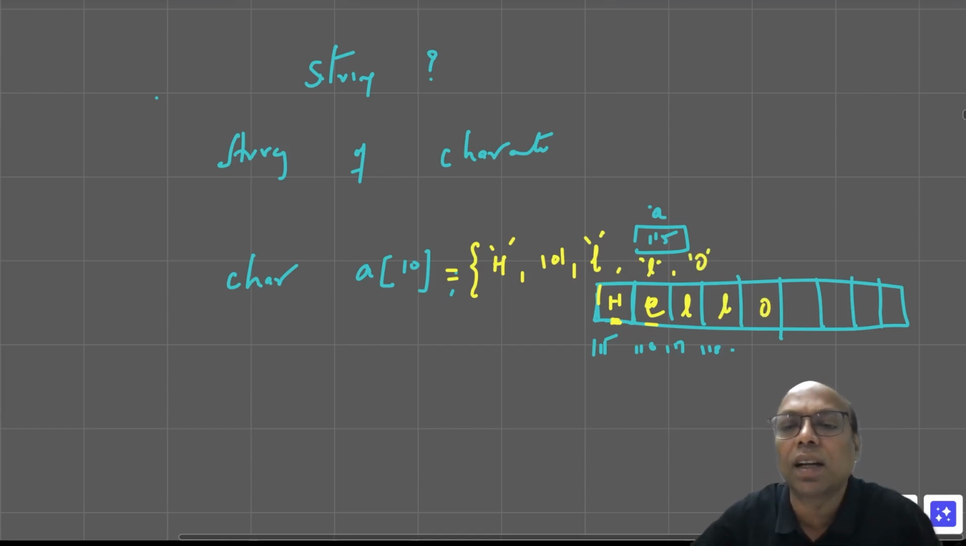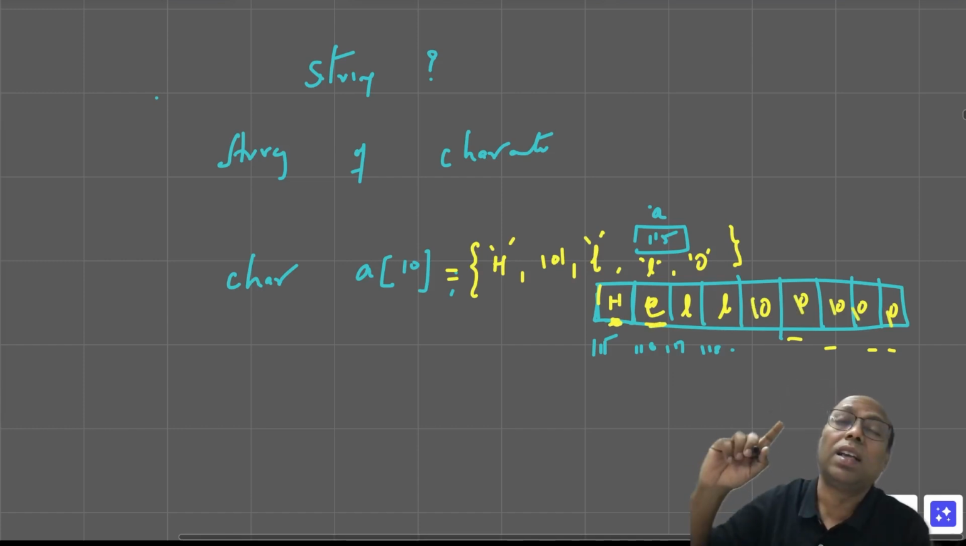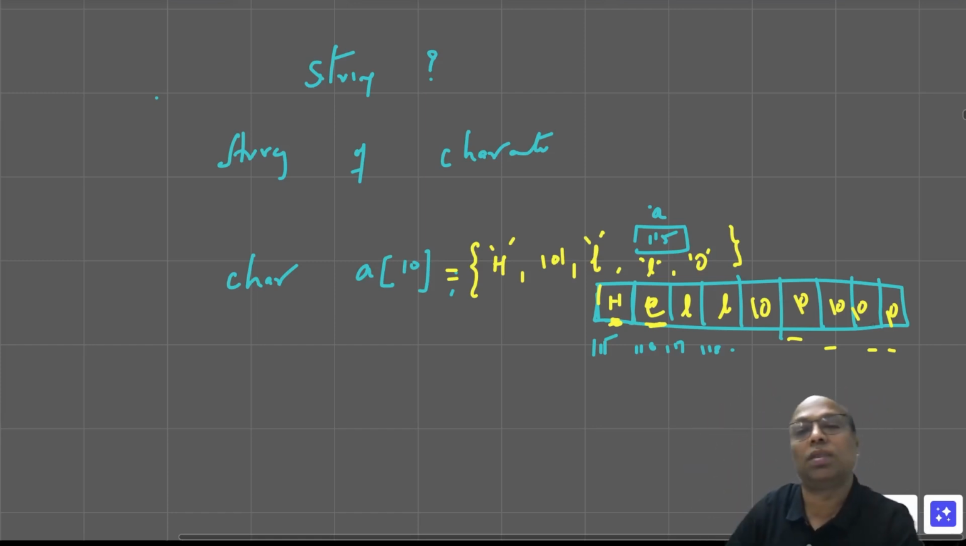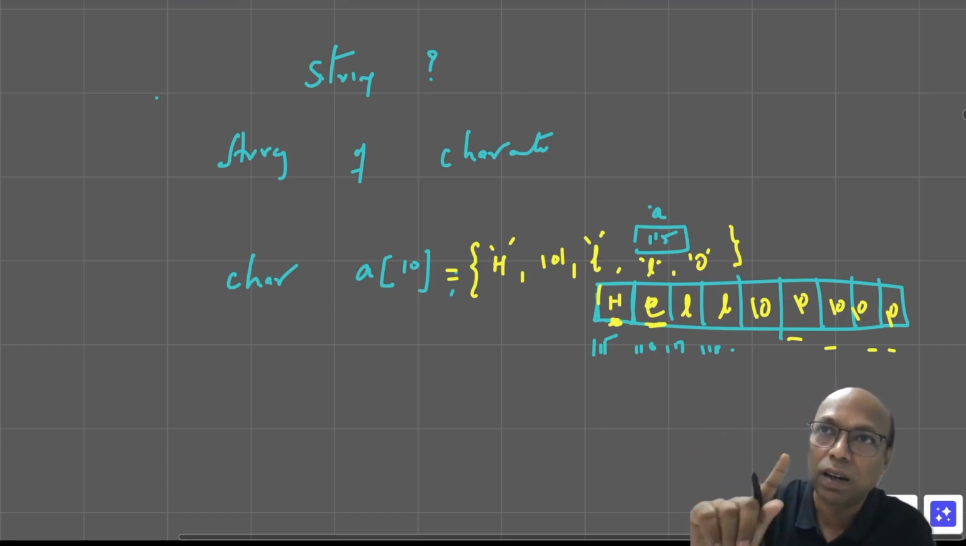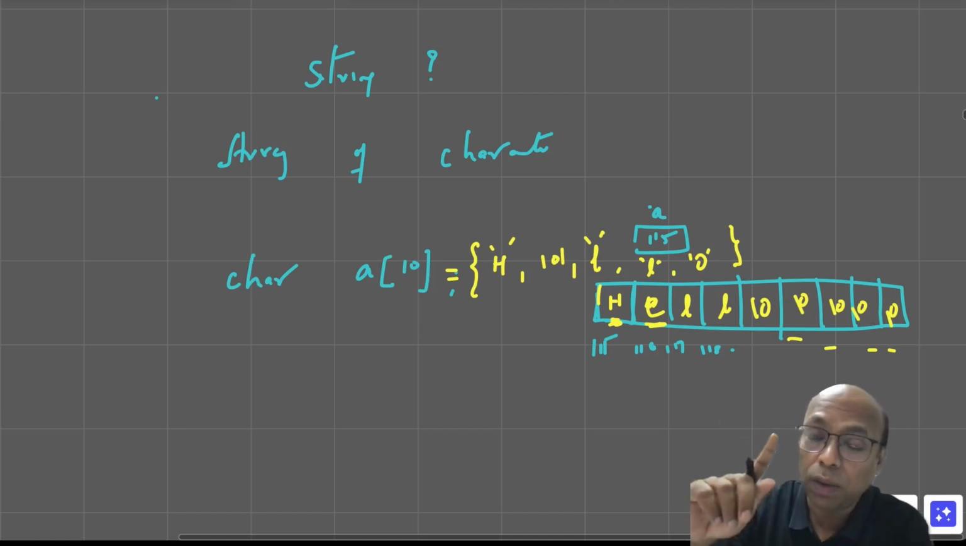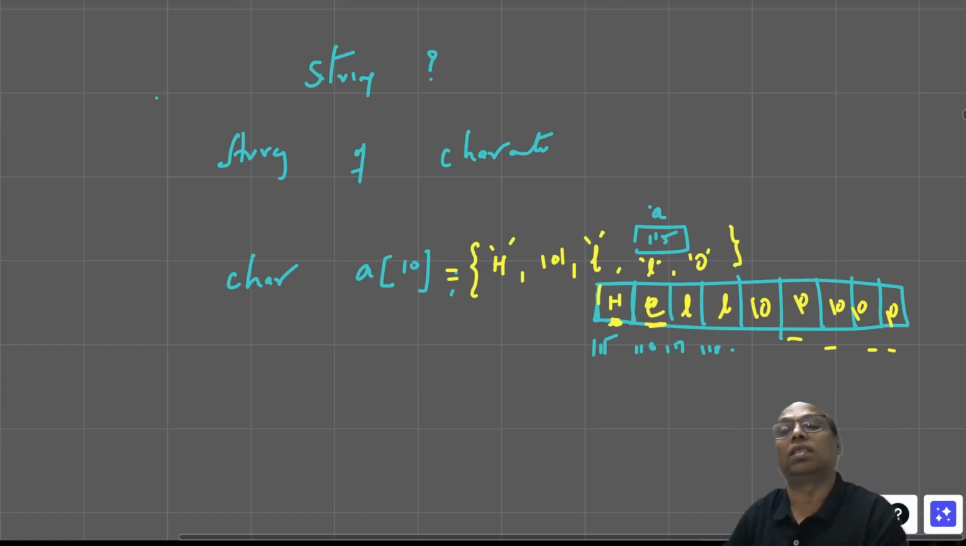If you initialize characters at the line of declaration, all remaining blocks will be initialized to 0. That means in these places 0 is stored, 0, 0, 0. In this place 101 is stored, which I wrote as E. 71 I wrote as H. 0 I should write as backslash 0. Backslash 0 is the character for 0, 101 is the character for E, and 71 is the character for H.